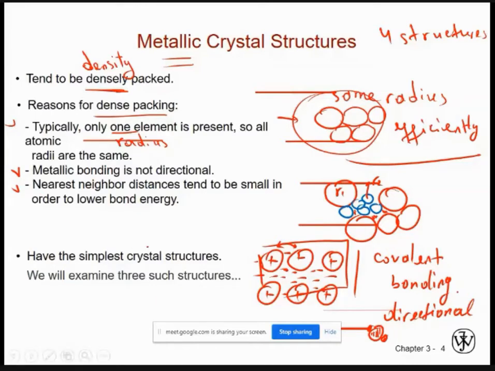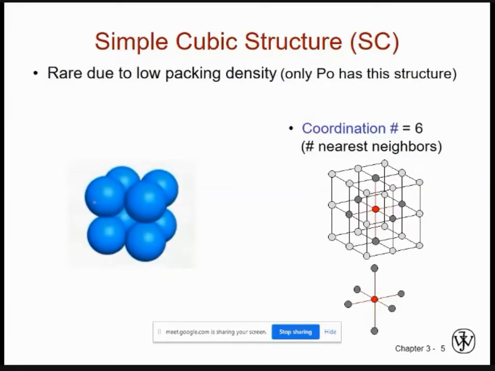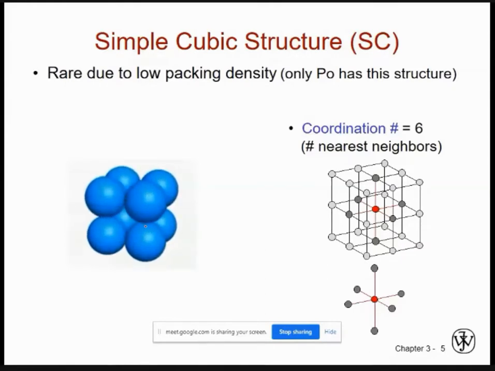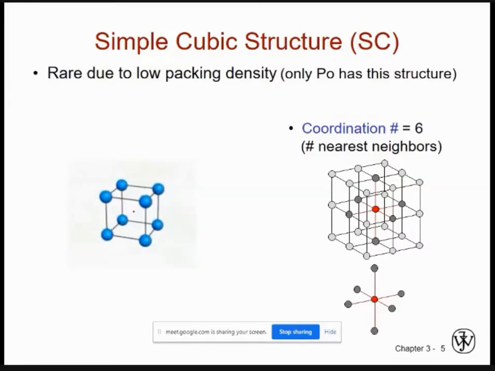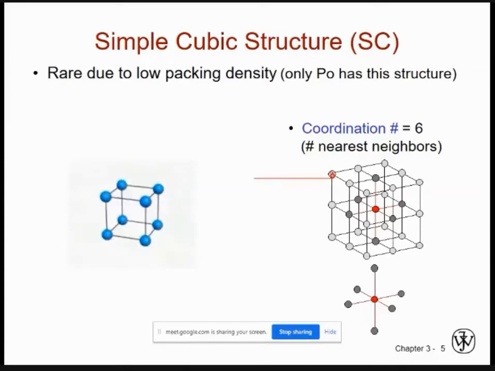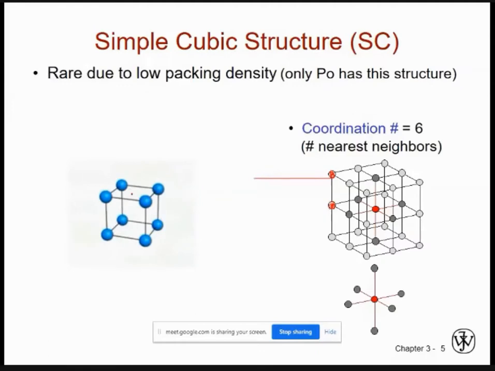So let's move on to analyze these crystal structures. For metals, it says 3, but as I mentioned, we will analyze 4 such structures. The first one is the simple cubic structure. We have 8 atoms arranged like a cube. These atoms touch each other. To make it easy to see, we have drawn these atoms smaller like this, but actually these two are touching each other. So what you should know first, how does this look?